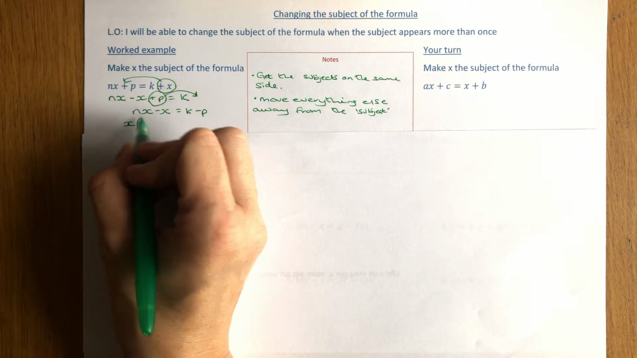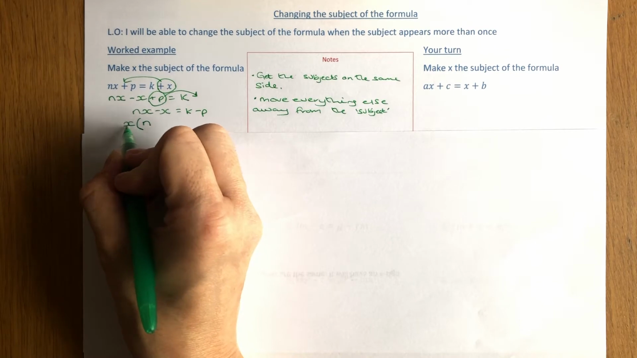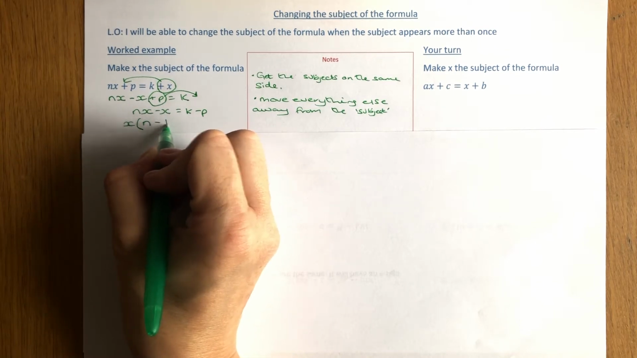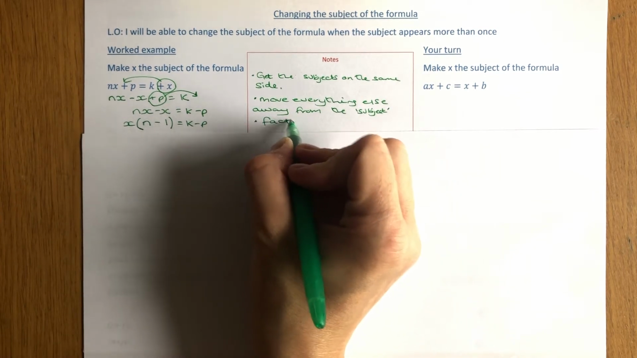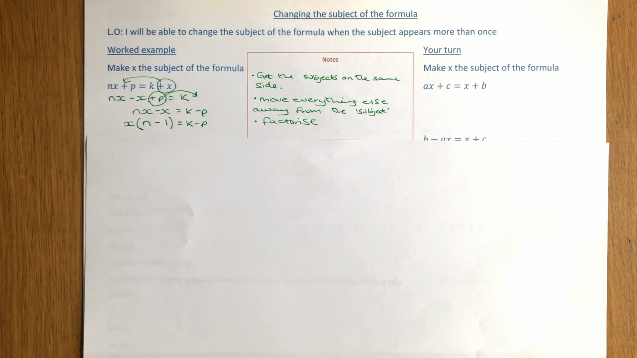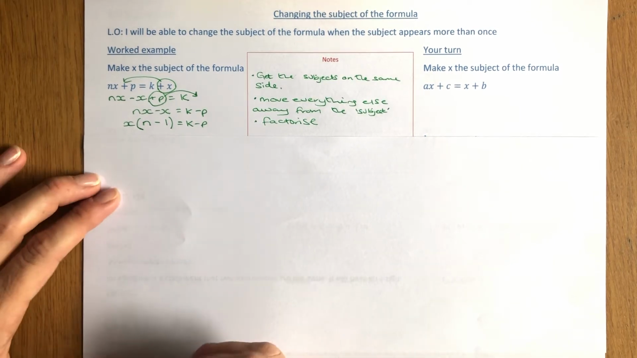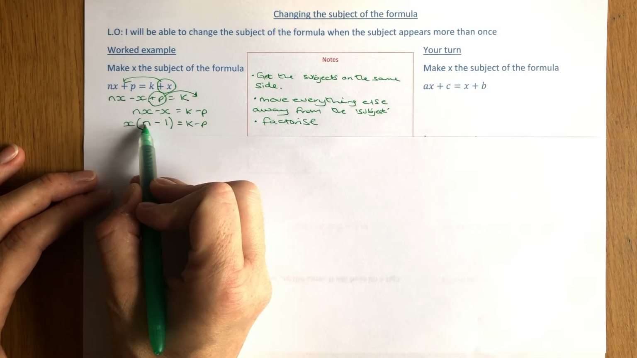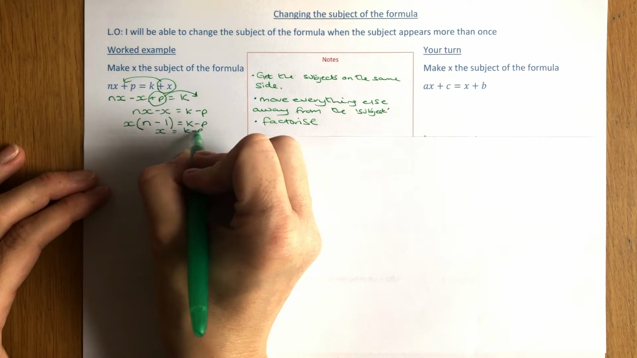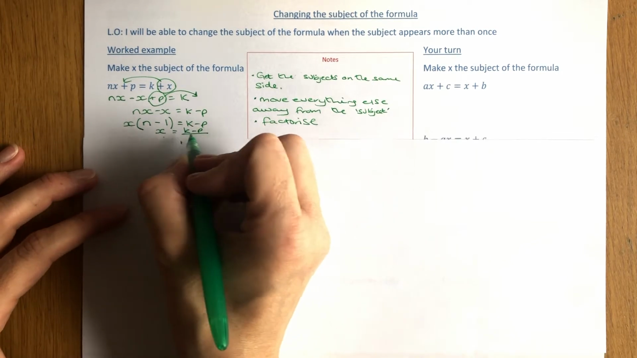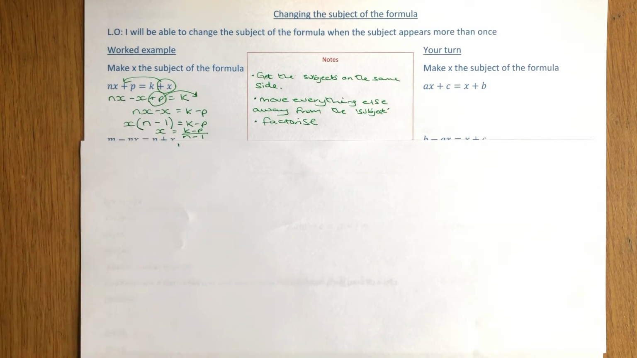What would you times X by to get NX? N. What would you times X by to get X? 1. Okay, so we need to factorise. Okay, once we've factorised, this is like any of the other questions we've done. To get X on its own, we need to get rid of the N minus 1. The opposite of timesing by N minus 1 is to divide by N minus 1. And you're done, you've got X on its own.